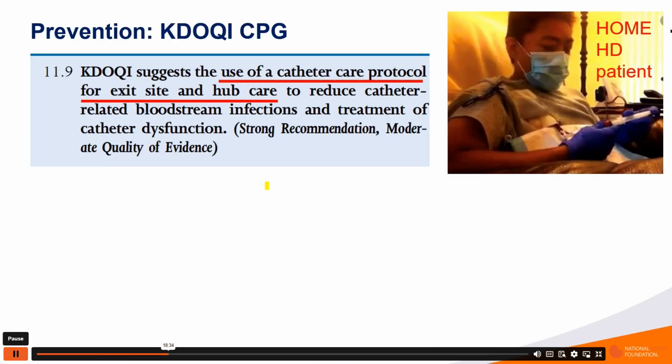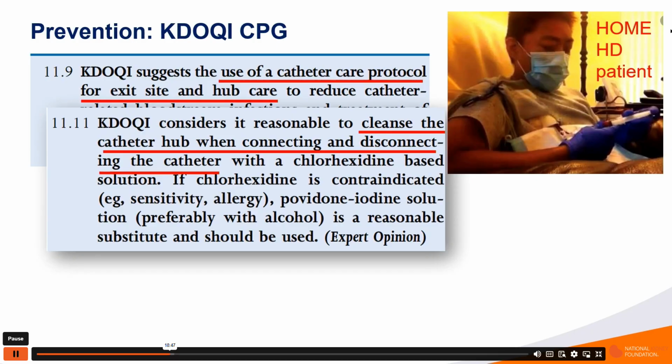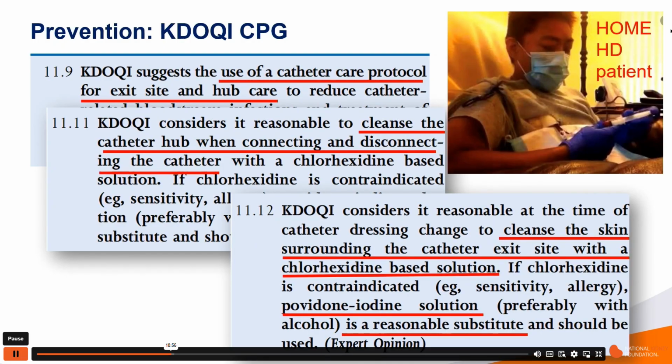So what do the KDOQI guidelines say? The KDOQI guidelines really say you need to have a good catheter care protocol for exit site and hub care to reduce this. And in the guidelines, there's actually templates on how you could do this. You want to cleanse the catheter hub when connecting and disconnecting with chlorhexidine. And if there's an allergy, you should use povidone iodine. And you want to cleanse the skin surrounding the catheter exit site with chlorhexidine, and again, if allergic, to use povidone.